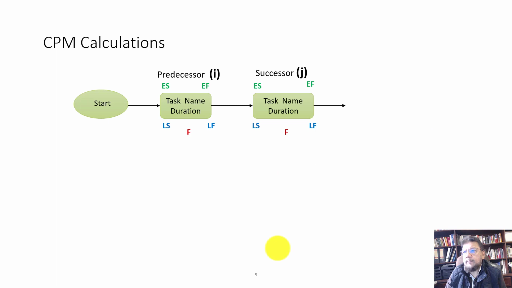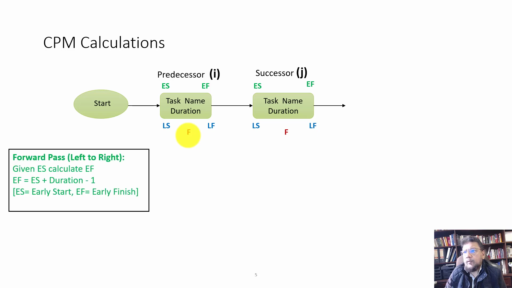If you see a very simple network that I've drawn over here, I've labeled the dates, and this is typically the convention that is used. On the top you put in the early dates, where ES is early start and EF is early finish, and on the bottom you have the late dates, which are late start and late finish. And finally, also at the bottom you'll be writing the float.